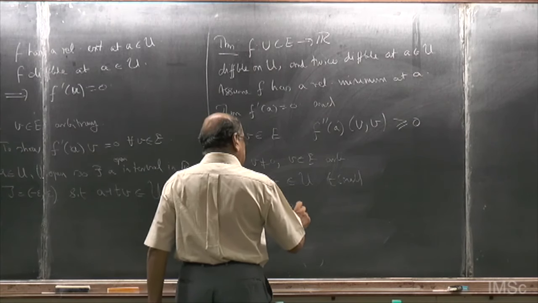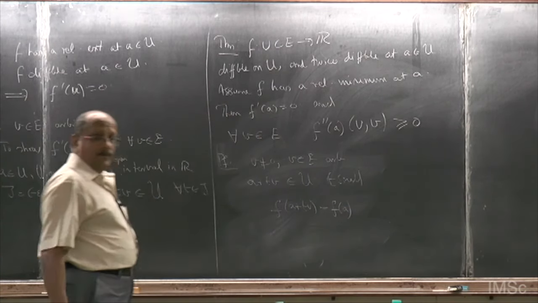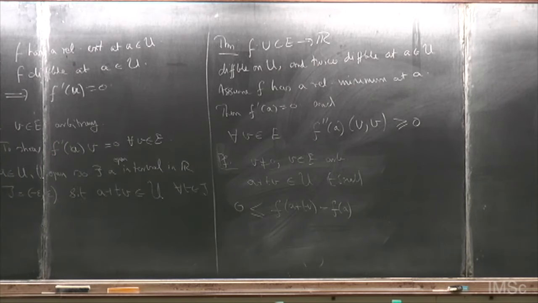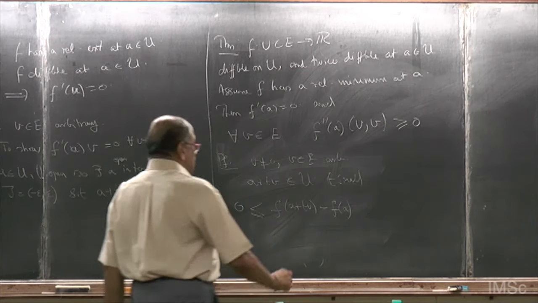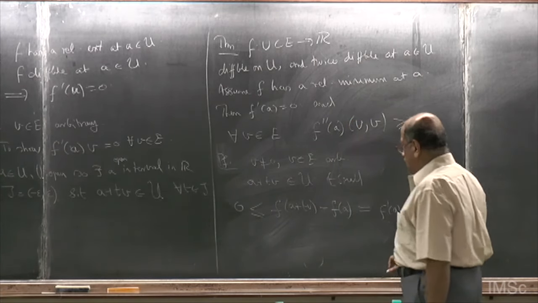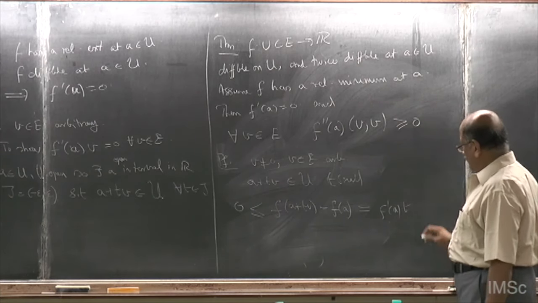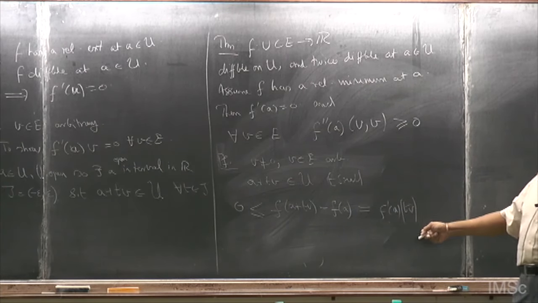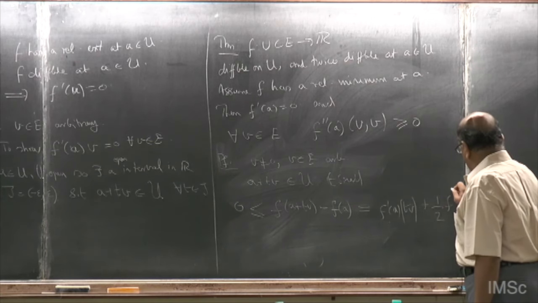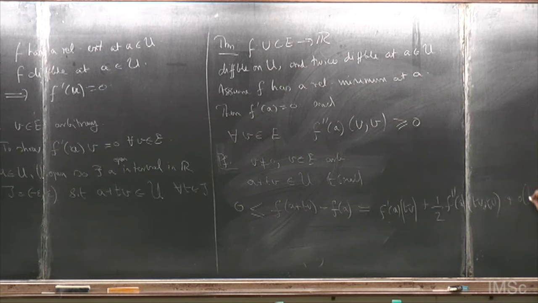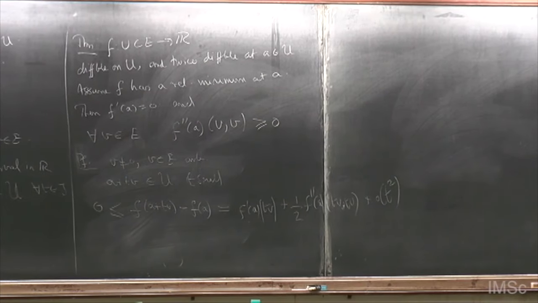So, look at f of A plus tv minus f of A. Because it is a relative minimum, this is greater than or equal to 0. So, nearby points it will all be bigger. Now, let us write the Taylor expansion of this. f of A plus h minus f of A is f dashed of A h plus 1 by 2 f double dashed at A at h h, plus little o of t square. So, that is the Taylor expansion, the first theorem which we proved.